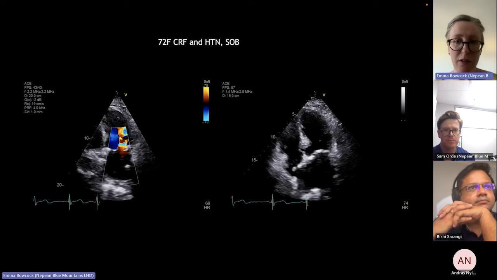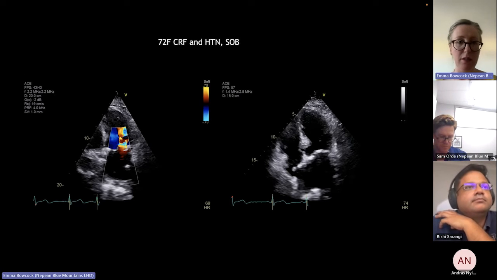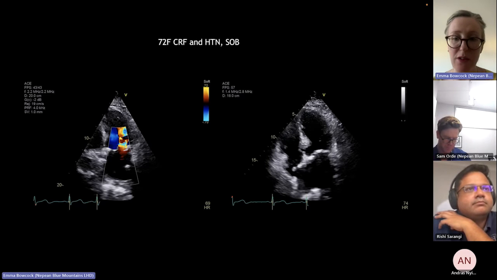All right, any volunteers for this second case? The patient in our ICU actually, that came in, 72 with a history of chronic renal failure and hypertension, who came with shortness of breath and hypoxia.